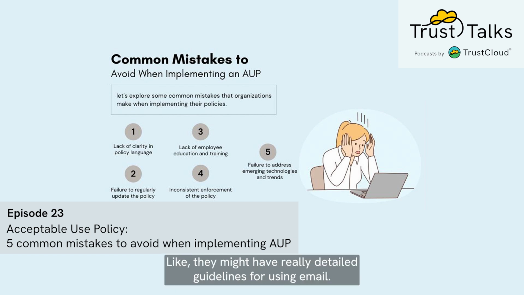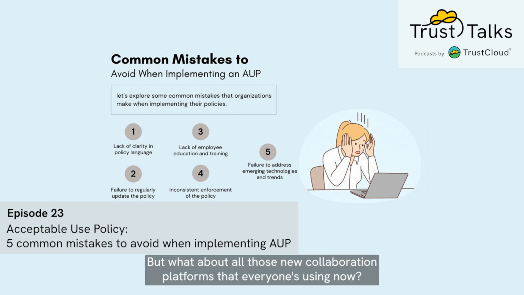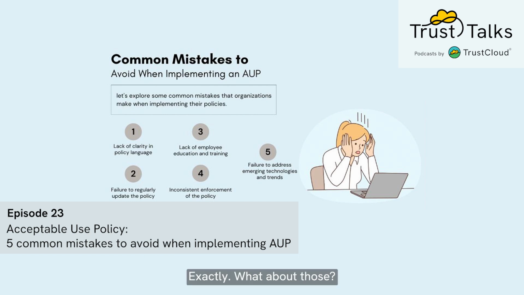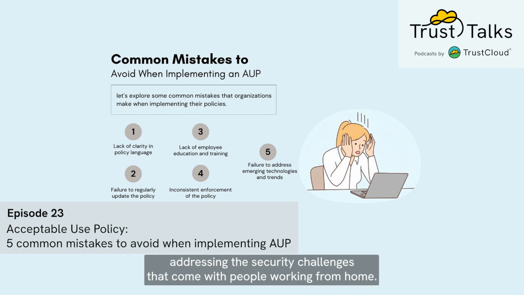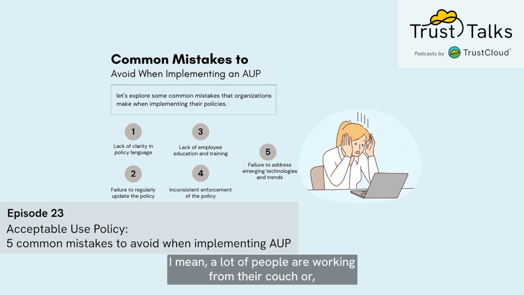They might have really detailed guidelines for using email, but what about all those new collaboration platforms that everyone's using now? You mean like Slack and Microsoft Teams and all that? Exactly. What about those? Are those covered in the policy? Good point. And then there's remote work, too. Are companies addressing the security challenges that come with people working from home? I mean, a lot of people are working from their couch or a coffee shop these days.